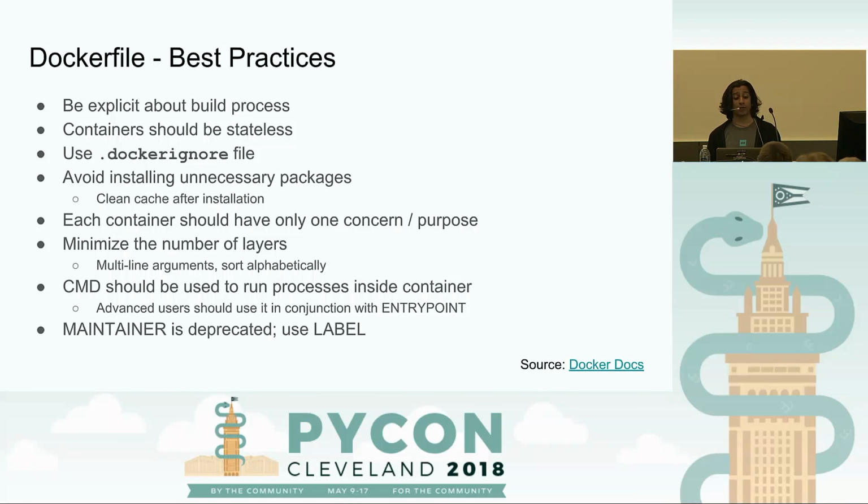So let's go through some Dockerfile best practices. I'll say this one more time: be explicit about your build process. We're at a Python conference. Explicit is better than implicit. Containers should be stateless. If you're installing things, make sure you only install the things you need. You want your images to be as small as possible. To that point, make sure you're clearing up the cache if you're installing something. This is more for microservices, but a container should only really have one concern or one purpose. We want to minimize the number of layers inside of our image. And the last one I'll mention is that in older Dockerfiles, you'll see a MAINTAINER command, but that's actually been deprecated, so try to use LABEL if you can going forward.